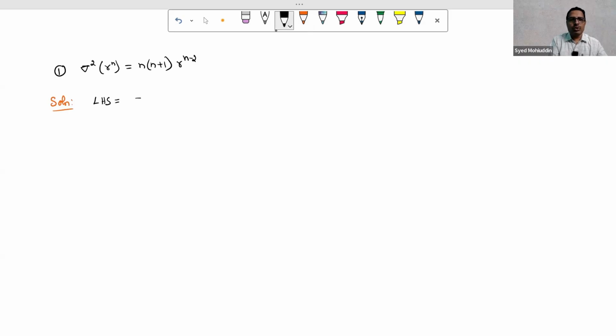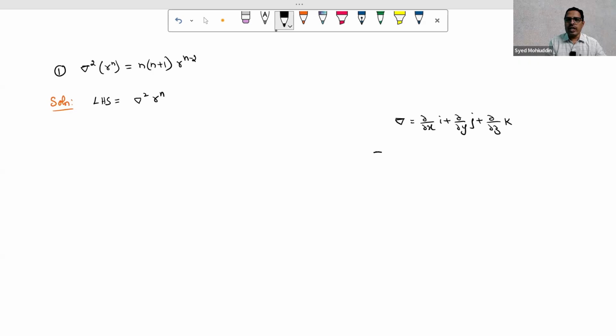LHS is equals to del square r power of n. But first we need to get this del square value. What exactly is this del square? So we know the value of del. The value of del is nothing but dou by dou x of i plus dou by dou y of j plus dou by dou z of k.